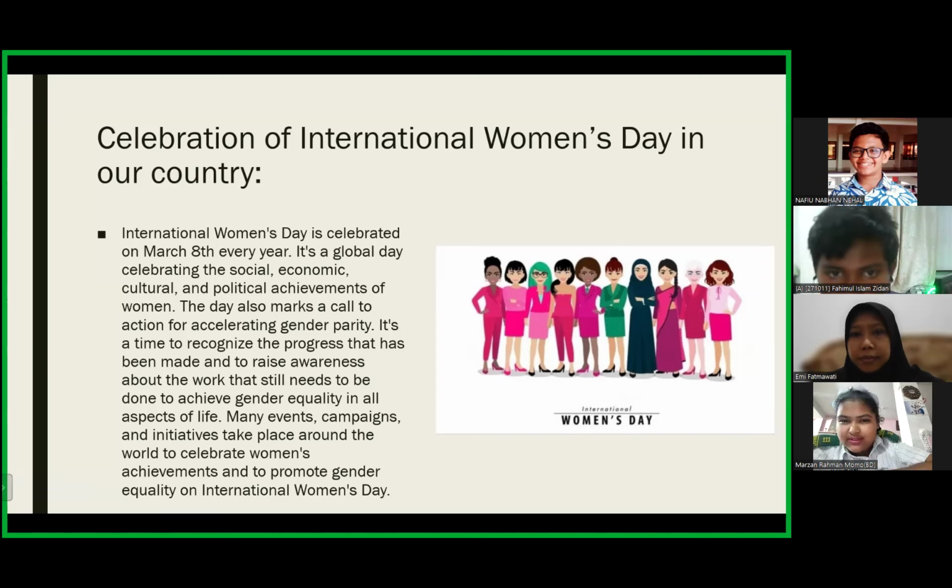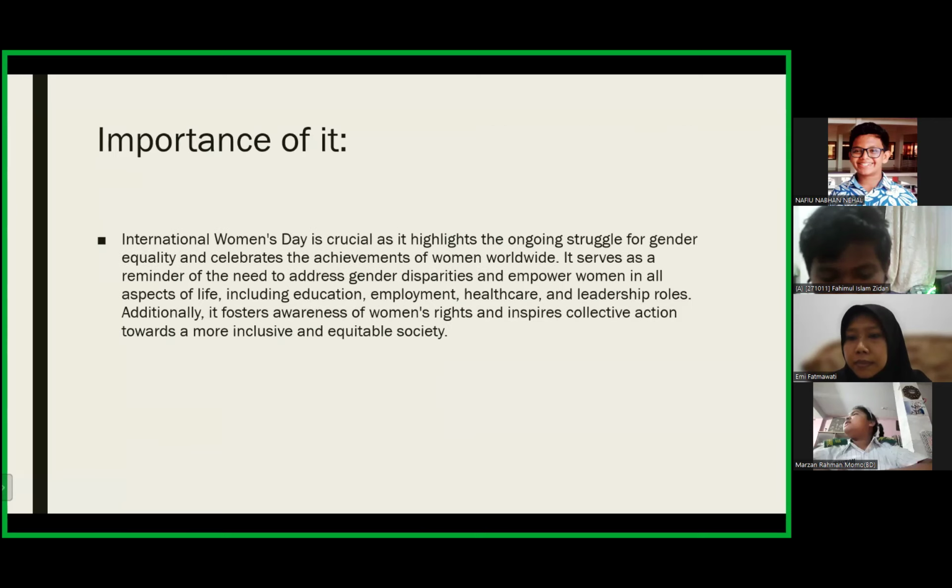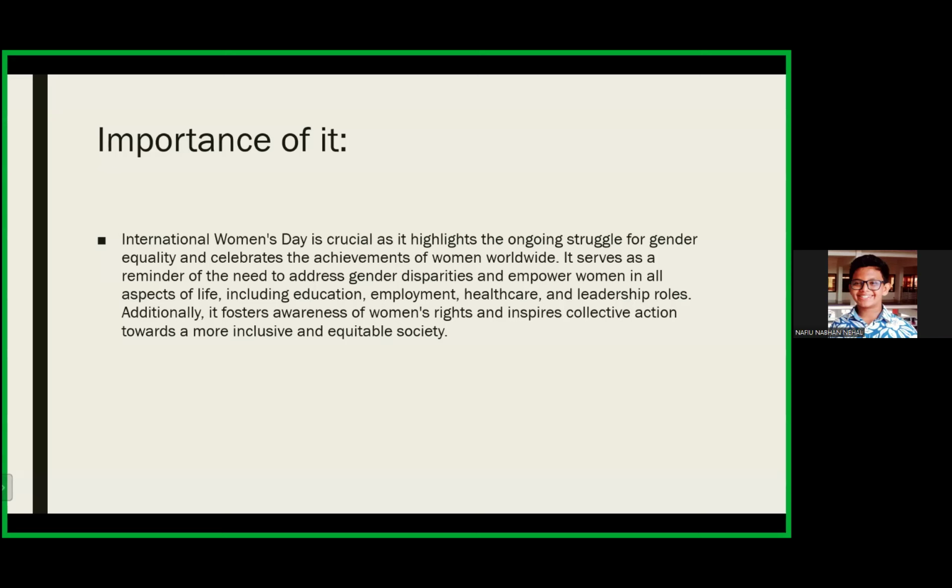A different priority is given to women on this day. This also shows us the importance of the day, so I would like to go through that topic. International Women's Day is important as it highlights the ongoing struggle for gender equality and celebrates the achievements of women worldwide. It ensures us about the importance of women. For example, if we don't have any women, then how would other people come and see the light of this world?